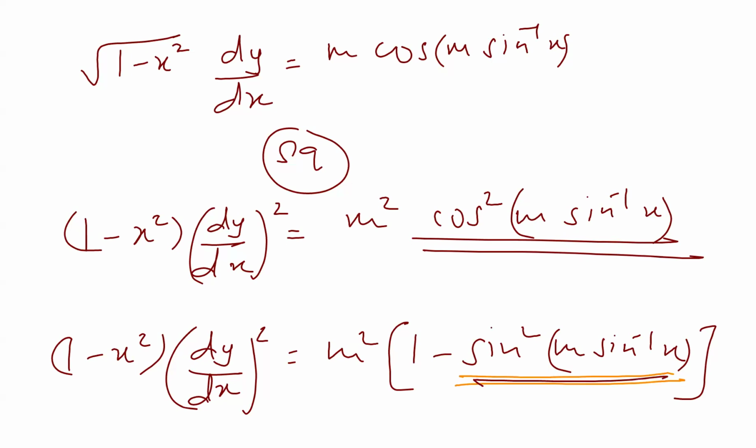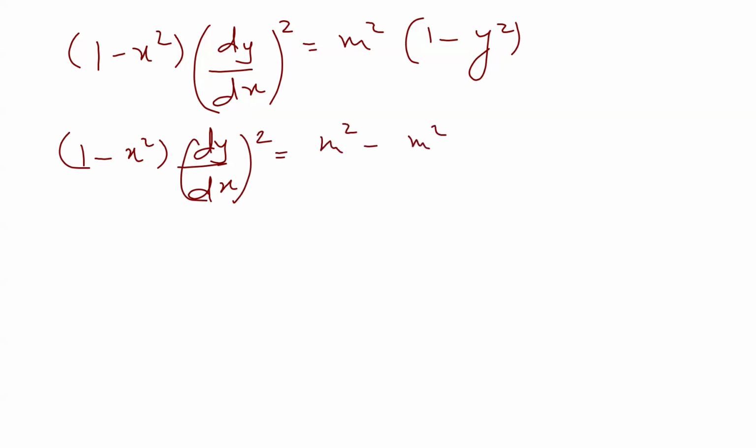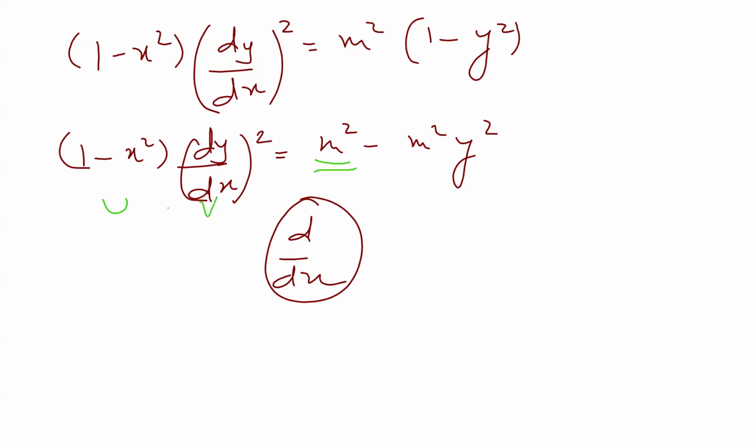Okay, so 1 minus x square dy by dx the whole square is equal to m square into 1 minus y square. Open the bracket on the right hand side. So this is m square minus m square y square. Okay, now differentiate this once again. On the left hand side, I'm going to apply the u into v rule. On the right hand side, m square will be 0, being a constant. m square y square will be differentiated.